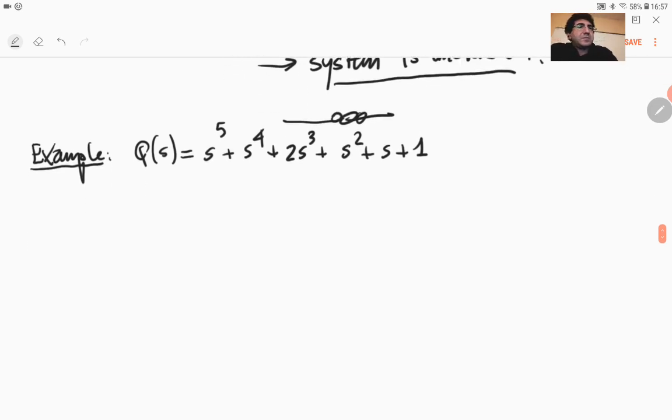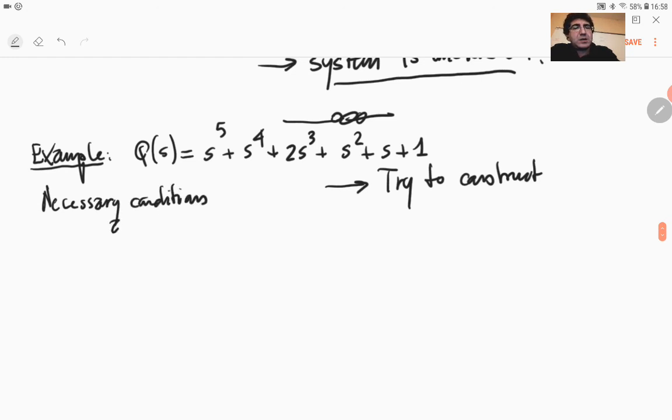So, let's leave this for the next video. Please try to construct it before moving on to the next video. First of all, take a look at this. Is there any missing coefficient? It's a fifth order polynomial, 5, 4, 3, 2, 1, and 0. So all coefficients exist. Is there any sign changes? No sign changes, so the necessary conditions are satisfied. But we still don't know what's going to come out.